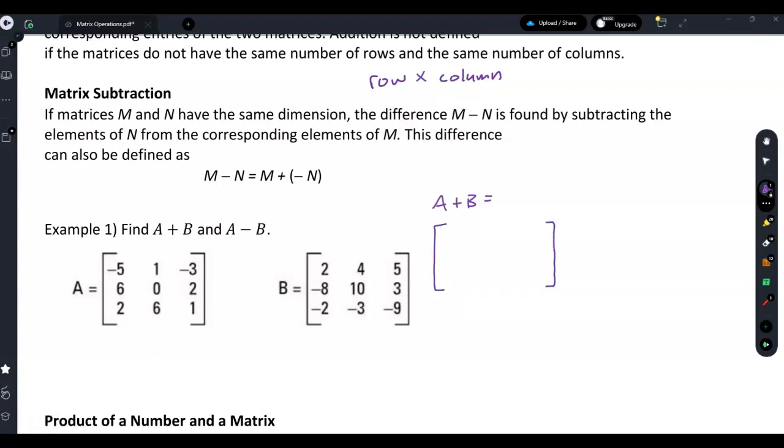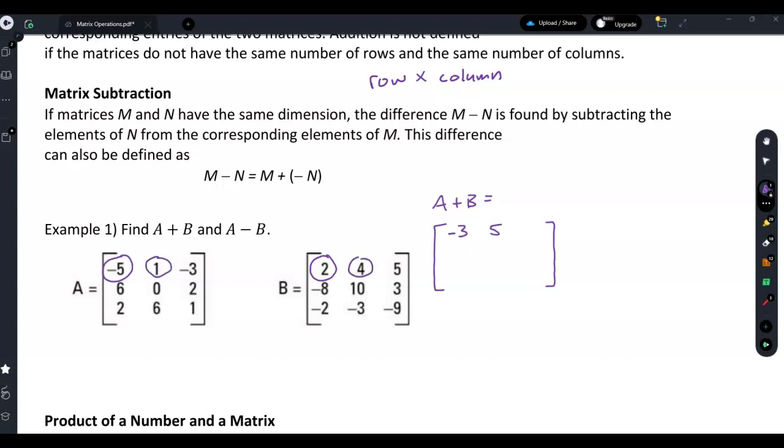It's going to be a 3 by 3 matrix, and I'm just going to add the corresponding numbers. So I would take whatever's in the first row, first column of A and add it with whatever's in the first row, first column of B. -5 plus 2 in this case is -3. And then it doesn't matter what order you do this in. I'm just going to do it row by row.